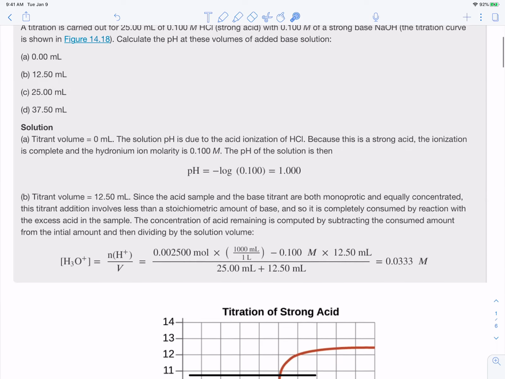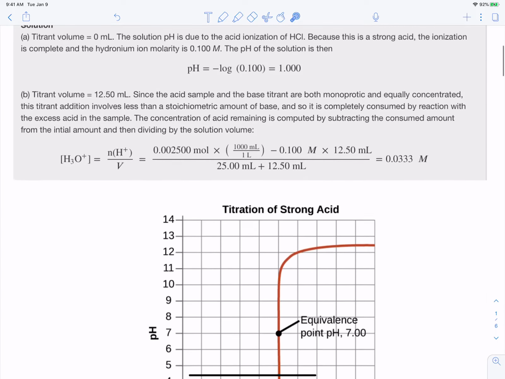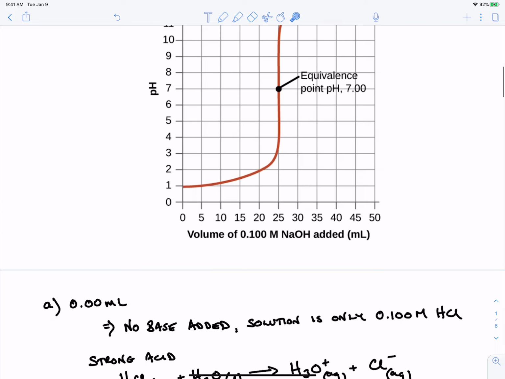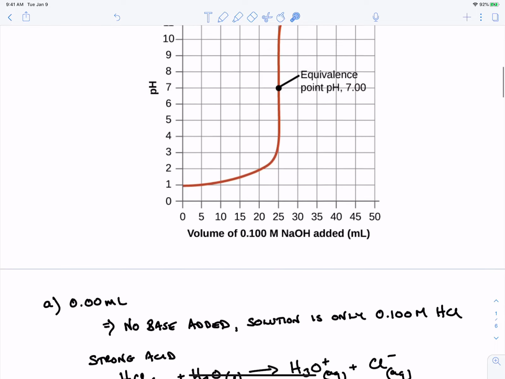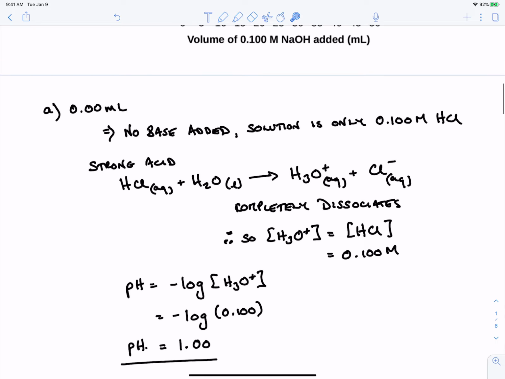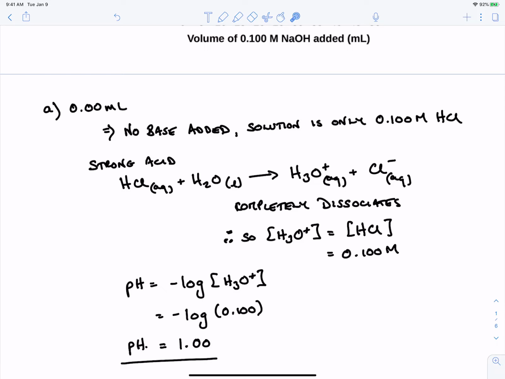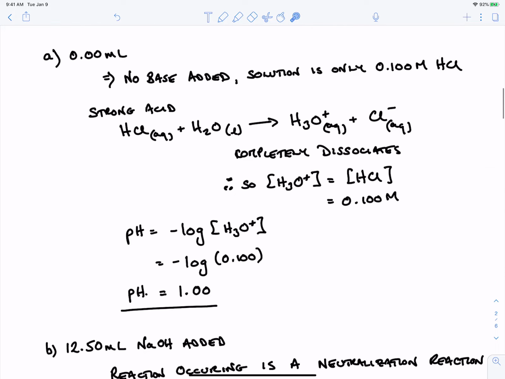Which is fabulous. And so the second question is, what happens when we add 12.5 millilitres of base? If we add 12.5 millilitres of base, we could read it off this chart here, and we would see that the pH is going to be around about 1.5. So let's see how we would go about answering this particular question. On to part B. We're going to add 12.50 millilitres of sodium hydroxide.